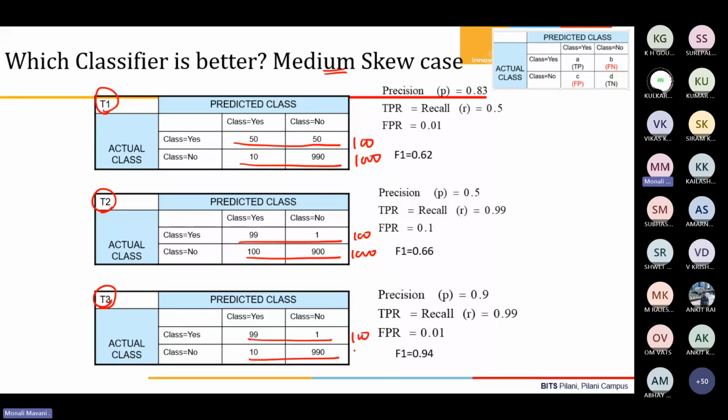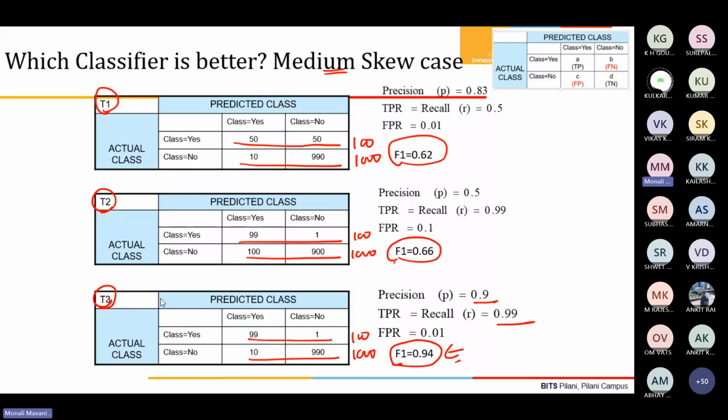100 and this is 1000. Again, if I look at the F1 score, we can pick up the highest F1 score model. And if you look at precision is high, recall is also high. So F1 is a good measure. What I'm trying to prove is it is a good measure for class balanced or class imbalanced cases.